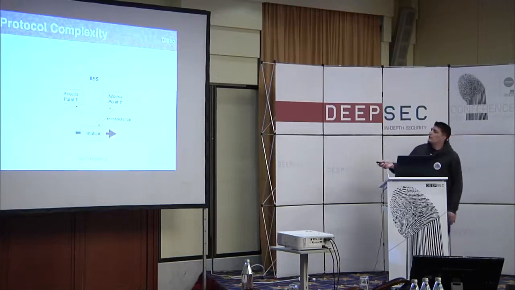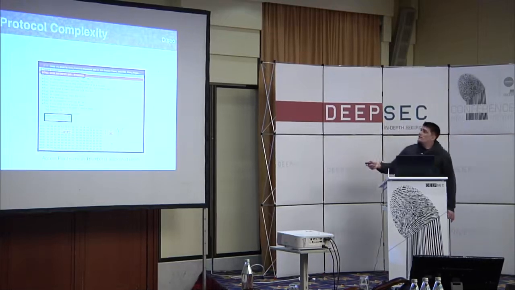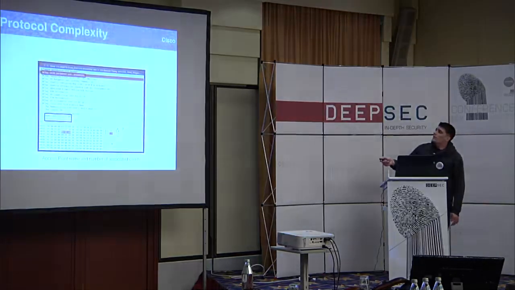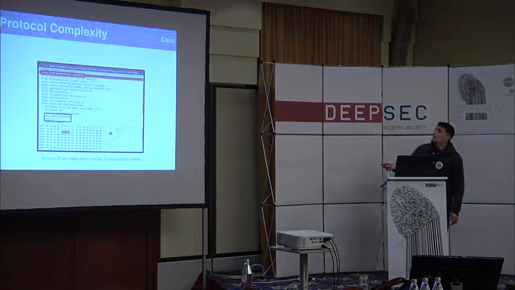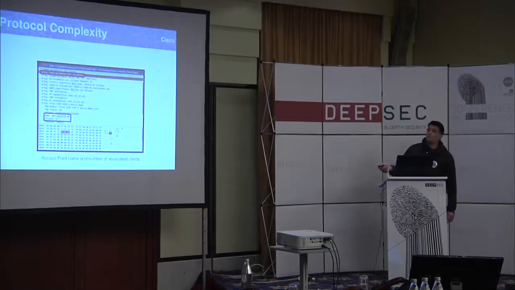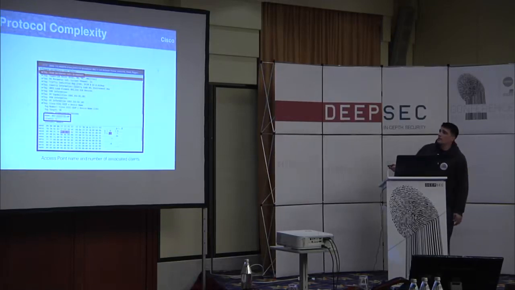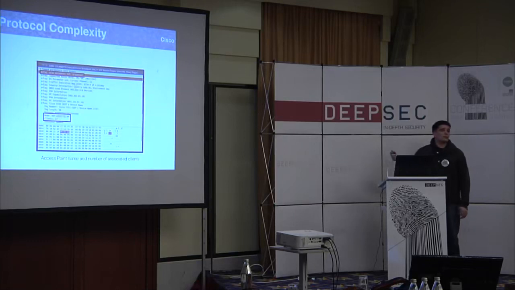So, as we can see here, this is a beacon frame from a Cisco IronNet, and we know that because it has the Cisco IronNet information element here. And we can see the name of the access point and the clients that are associated. This is sent every 100 milliseconds. Every beacon has this information of the network, okay?